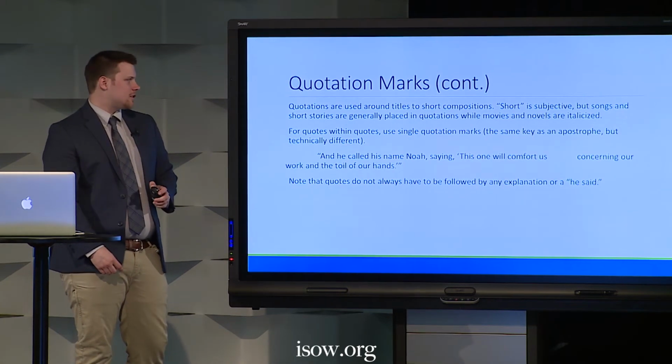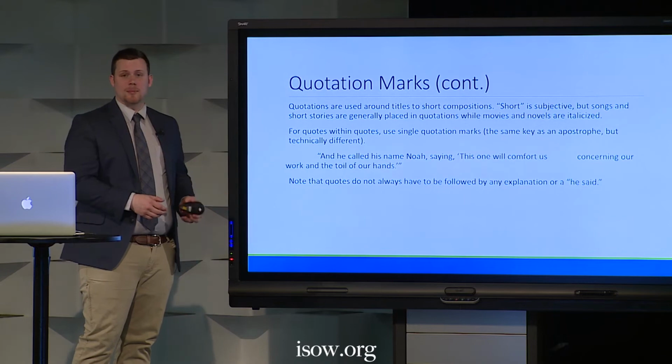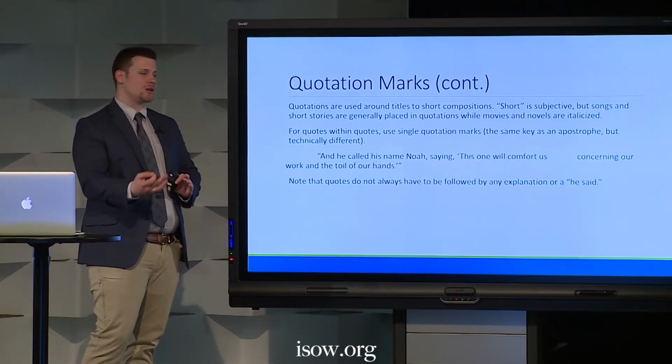So they're also used around titles of short compositions. So short is really subjective. A lot of people will argue about it, but usually songs and short stories are placed within quotes, while movies and novels are italicized. So for quotes within quotes, use single quotation marks. This is the same key as an apostrophe, but it basically just looks like a quotation mark in half. So just like brackets are used as parentheses within parentheses, single quotes are used as quotes within quotes.